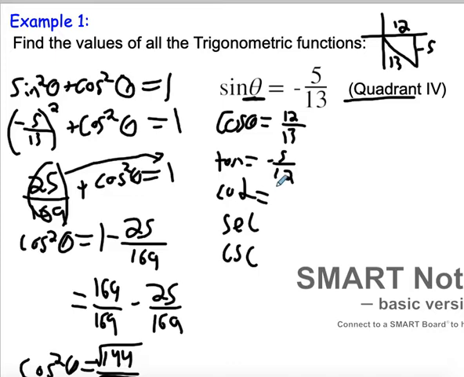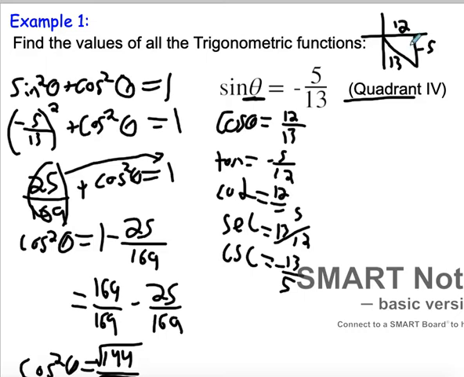Cotangent, the reciprocal of that, 12 over -5. Secant, reciprocal of cosine, should be 13 over 12. And cosecant, the reciprocal of sine, would be -13 over 5.